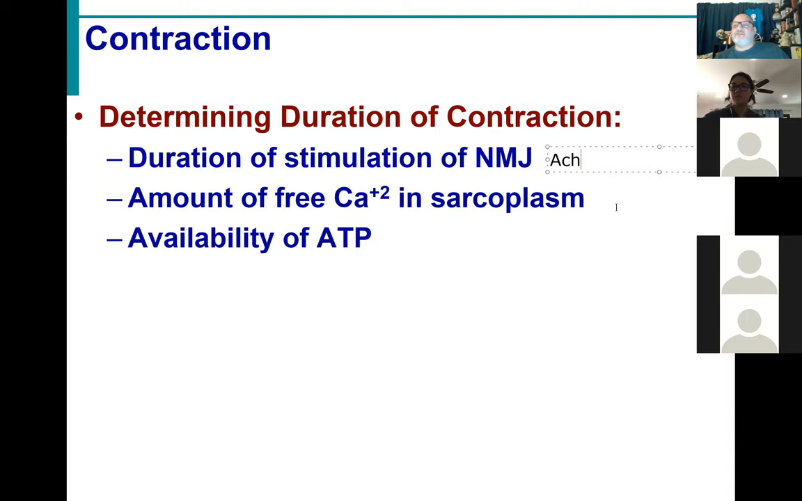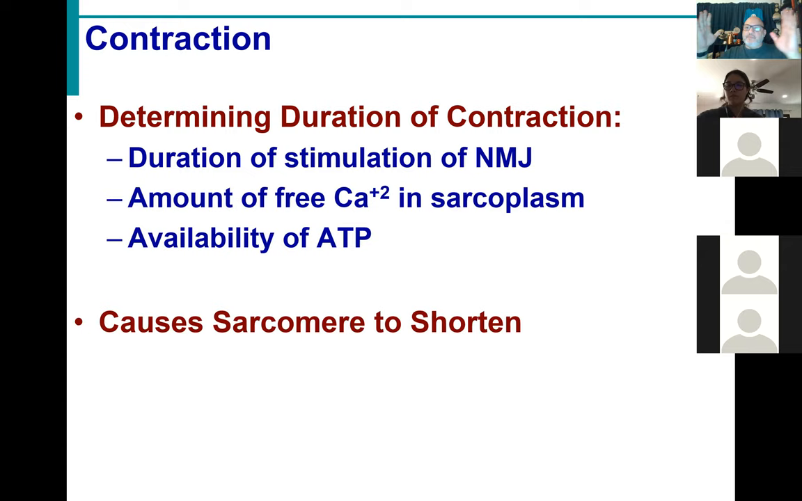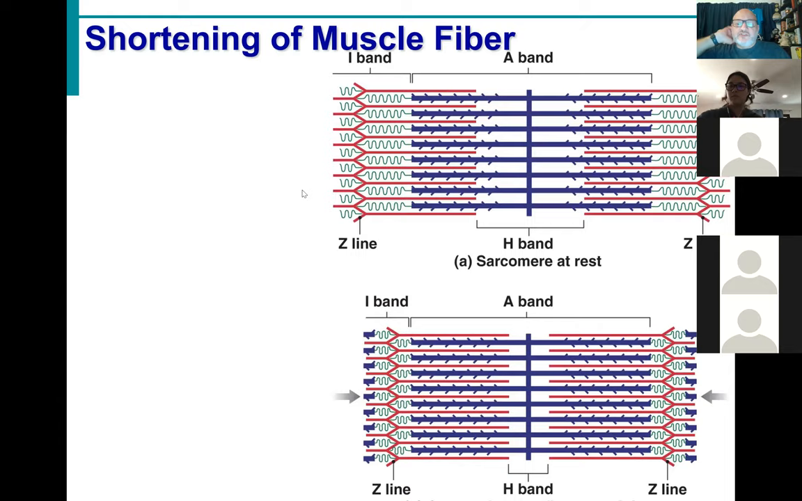And again, notice these are our three main chemicals: acetylcholine, calcium, and ATP. They're the three chemicals that we have to control. Those are the ones we have to move or get rid of. Those are the ones that determine how long that muscle is going to contract for. And again, as we keep emphasizing, when this muscle contracts, it's all occurring at the level of the sarcomere. But remember, the sarcoplasm goes throughout the entire cell. The sarcolemma and those transverse tubules go throughout the entire cell. So when our sarcomere contracts, it's not just one, it's all of them in that myofibril.